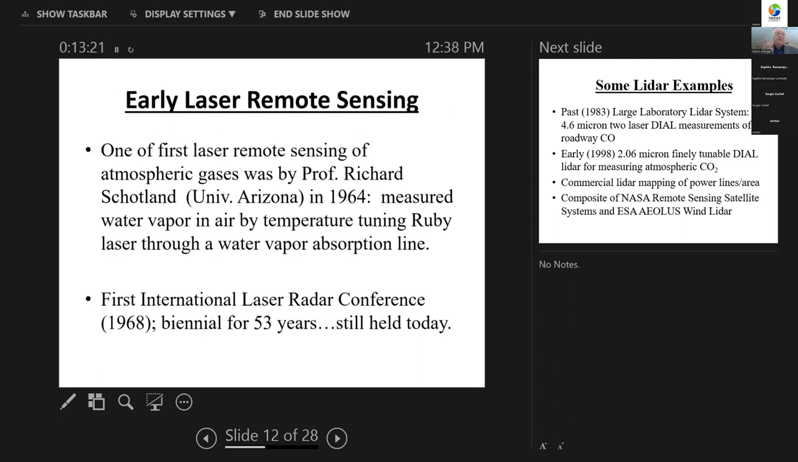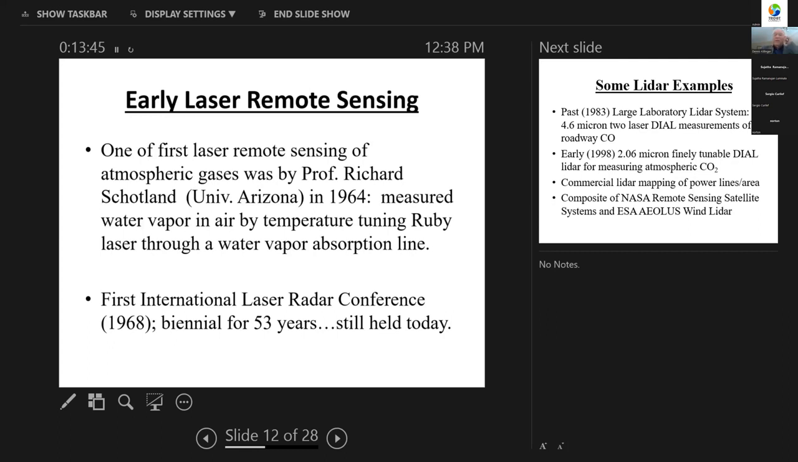And then since that time, thousands and thousands of different LiDAR systems have been used for looking at various gases and targets. And just put this down, that started the International Laser Radar Conference. It was started in 1968, and it's biennial, and it's been held every 2 years since then.